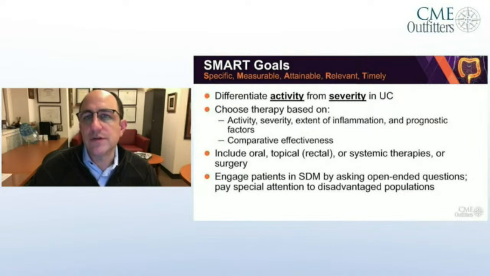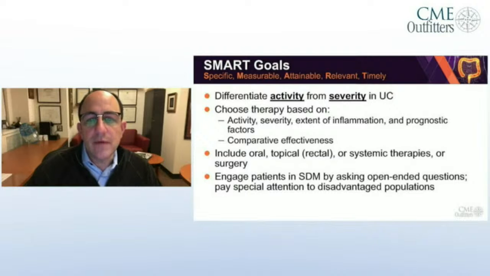First of all, remember to differentiate activity from severity or prognosis in your choice of therapies for ulcerative colitis. Choose your therapy based on how sick they are, their prognosis, the extent of their inflammation, and also think a little bit about what that patient's specific issues might be in terms of which treatment you're going to sequence first. That also may include your discussion with them about safety, about extraintestinal manifestations, all the other things that we've tried to cover during tonight's program.